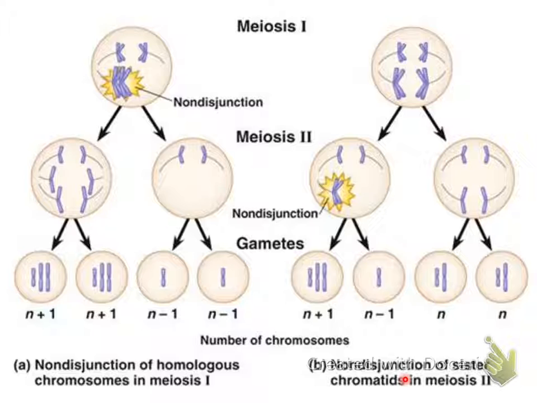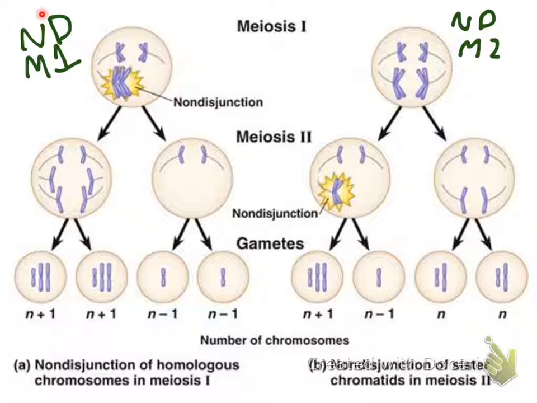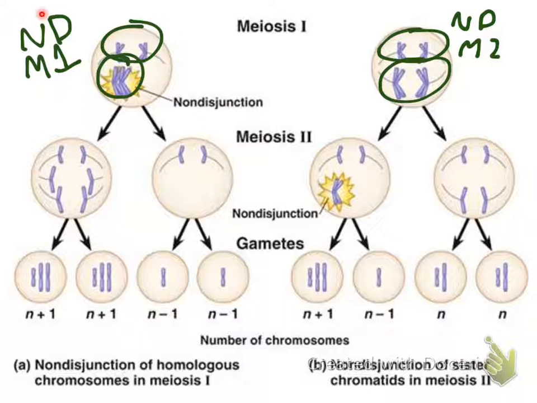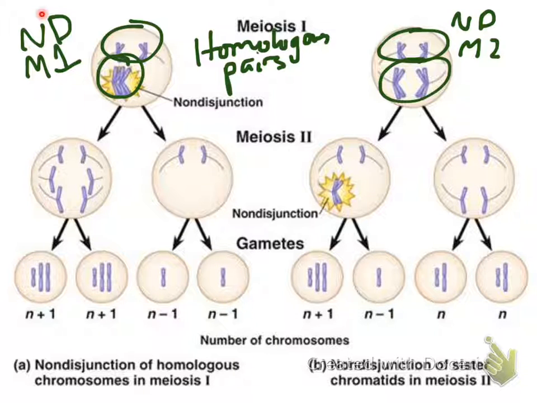So on the left we have non-disjunction during meiosis 1, and over here on the right we have non-disjunction during meiosis 2. So you have to think about what we're splitting apart. In meiosis 1, hopefully you'll see these structures are what we want to split. We want to split our homologous pairs. So we want to split one copy of chromosome 1 from the other copy of chromosome 1, one copy of chromosome 2 from the other copy of chromosome 2, and so on and so on.